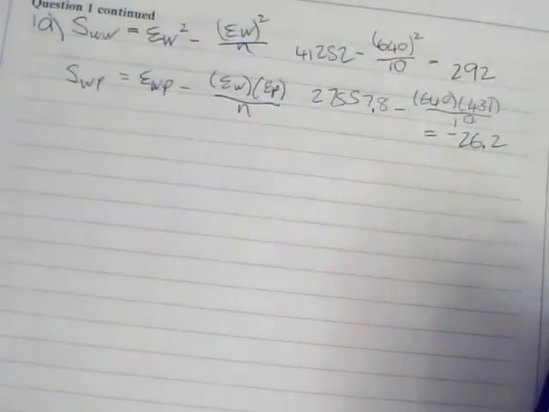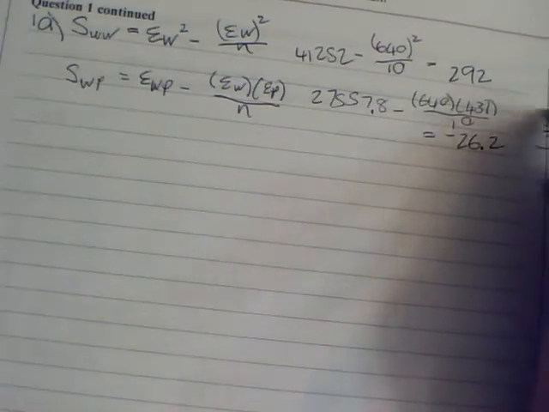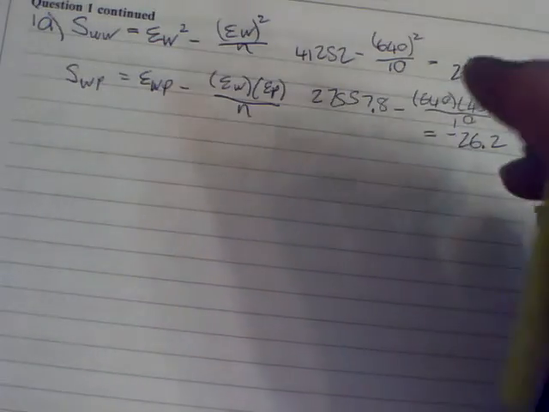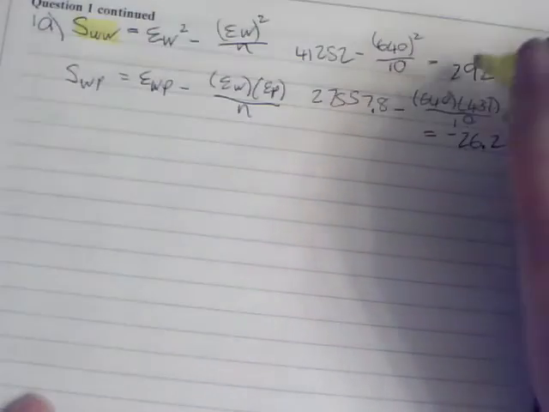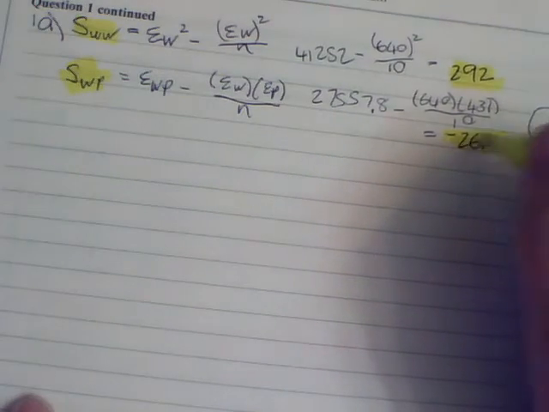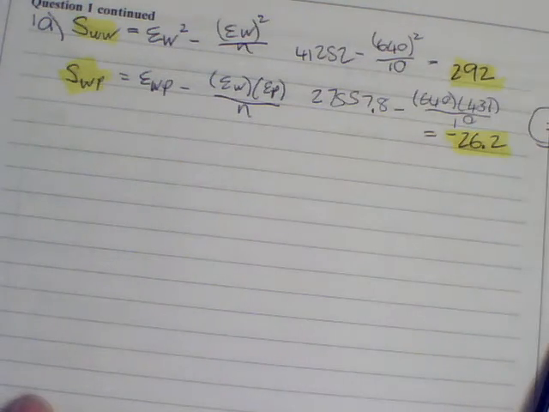So that's all of A. Wow, 3 marks. Yay. That's nice. Right, I'm just going to underline this. So S of WW is this, because we'll probably need them later. S of WP is this. Don't forget the negative there. That's going to be really important.